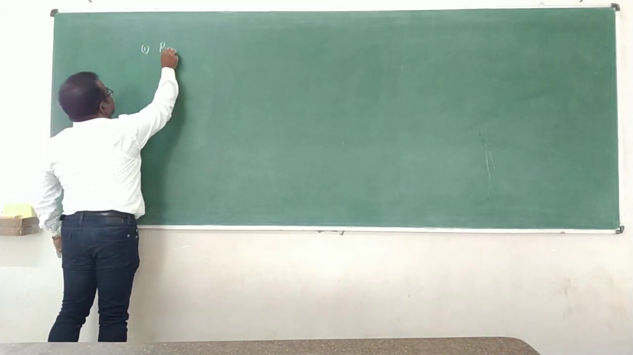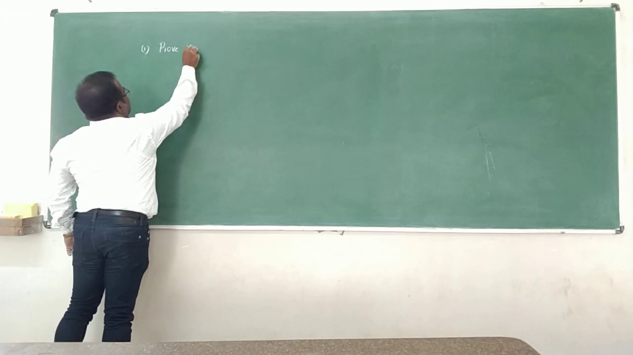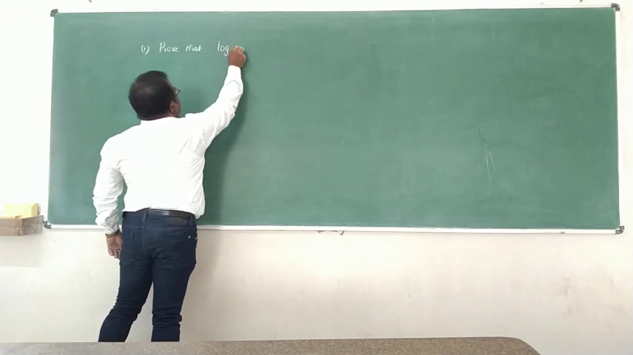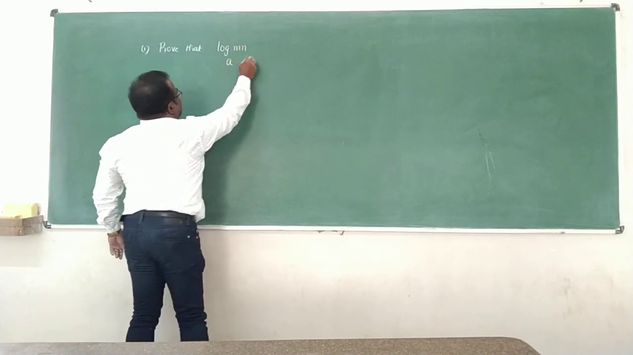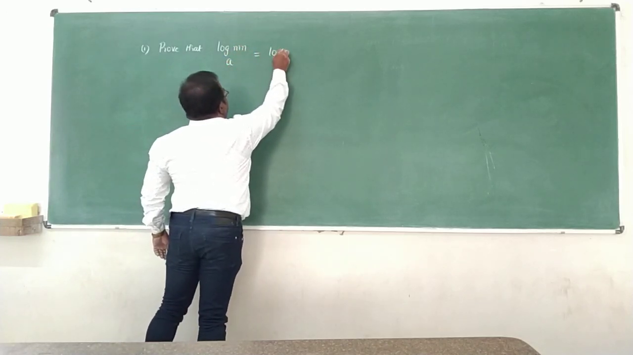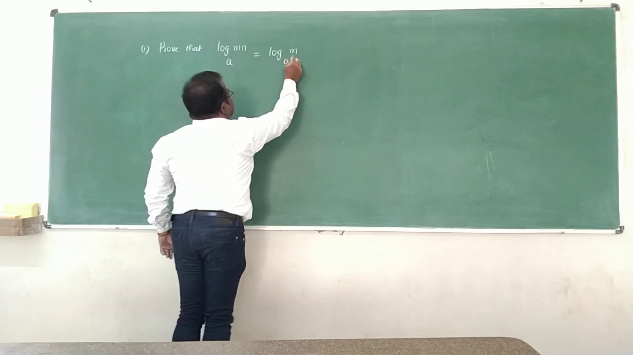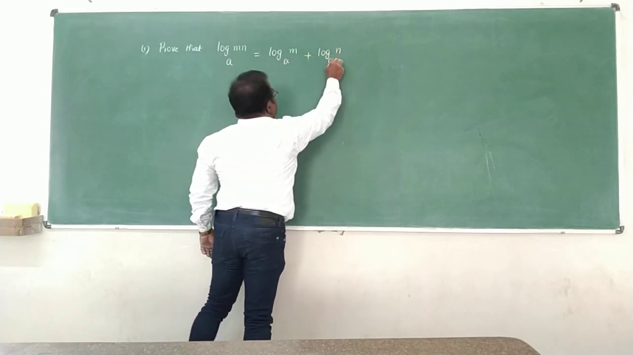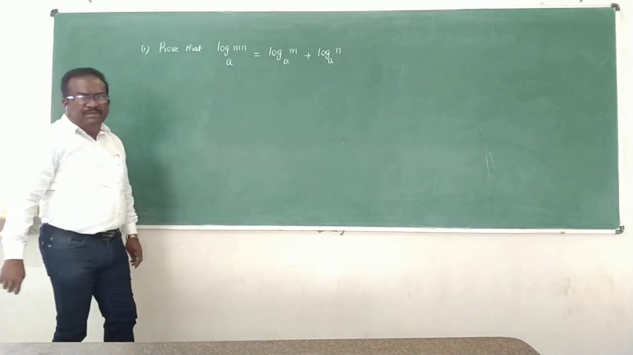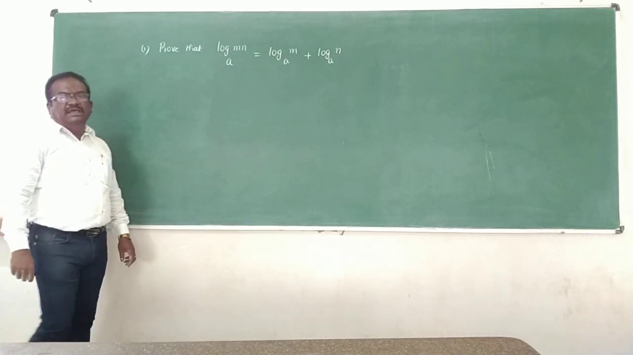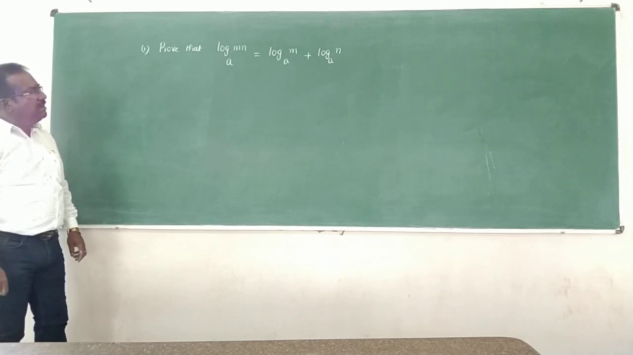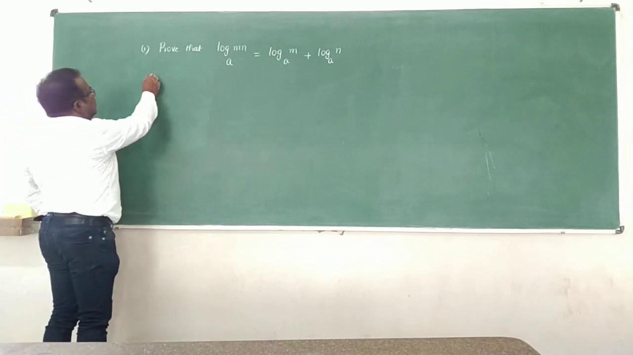Prove that log mn base a is equal to log m base a plus log n base a. This is the first property, children. Prove that log mn base a is equal to log m base a plus log n base a. Let us see, children, this one.